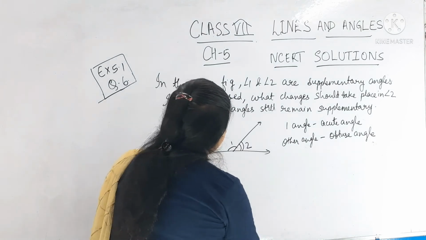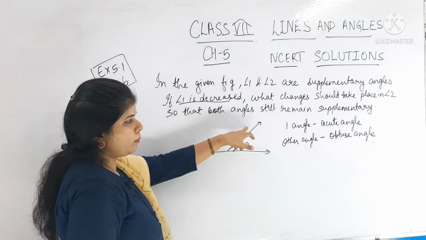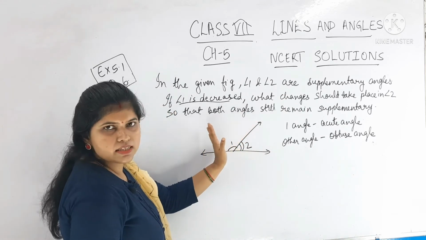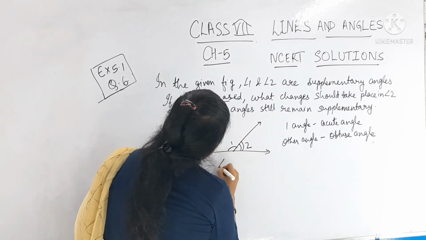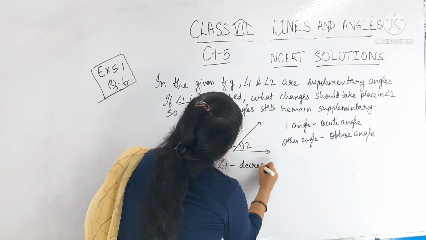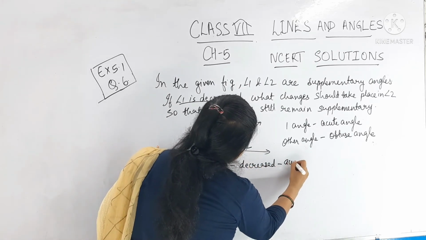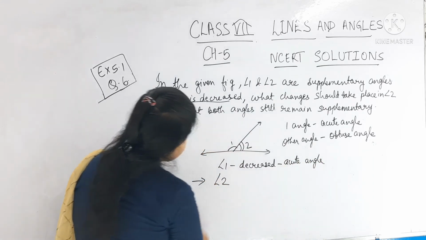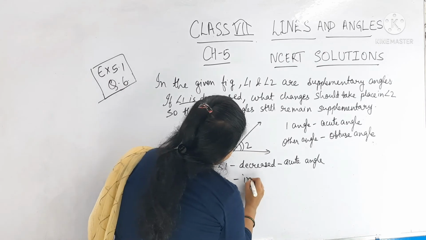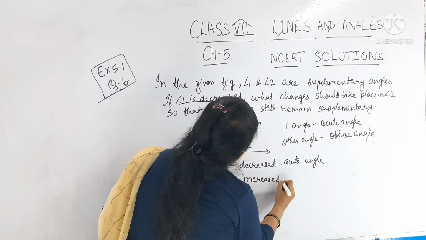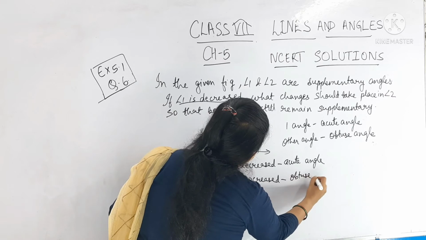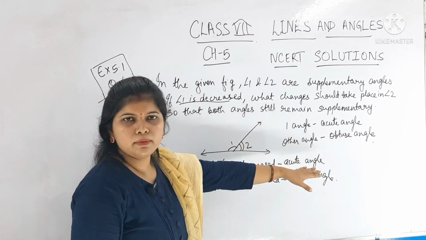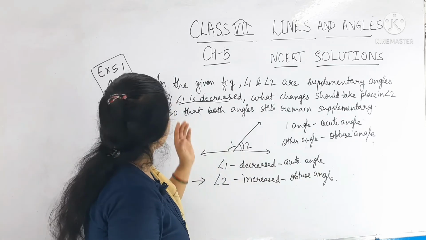So here you can see that angle 1 is obtuse and this is acute, and if angle 1 is decreased, it becomes an acute angle. So this will be the answer: angle 2 should be increased to become the obtuse angle, so that both angles still remain supplementary. So that is your answer 6.